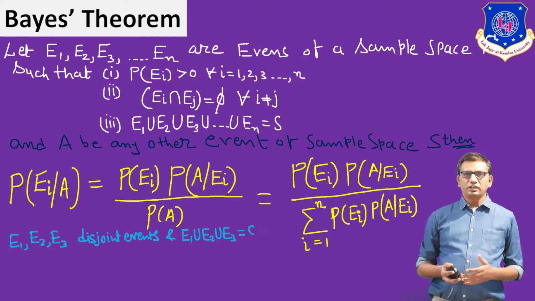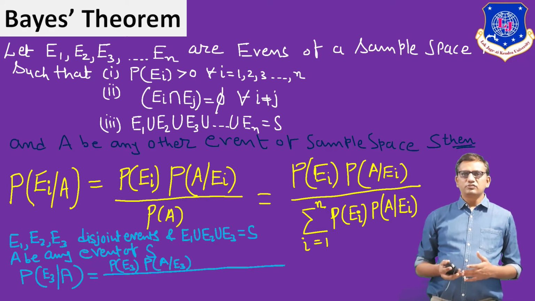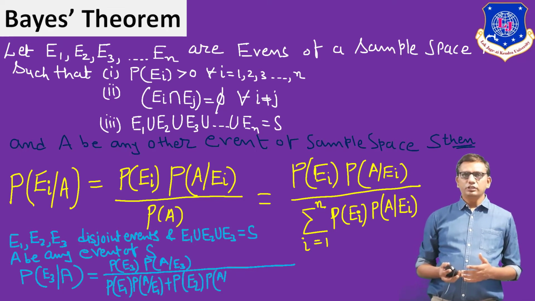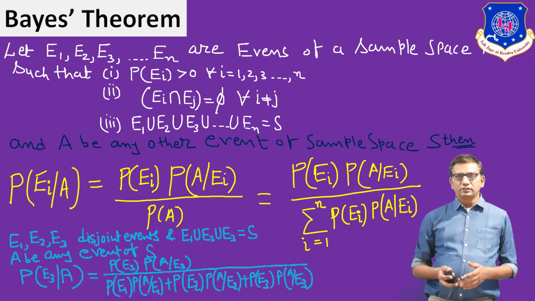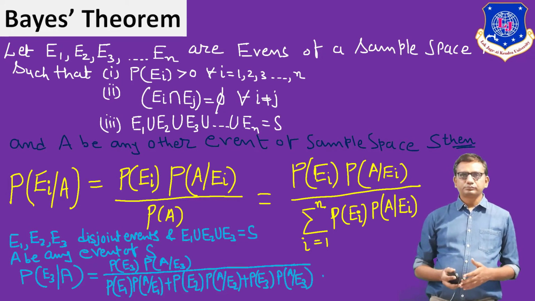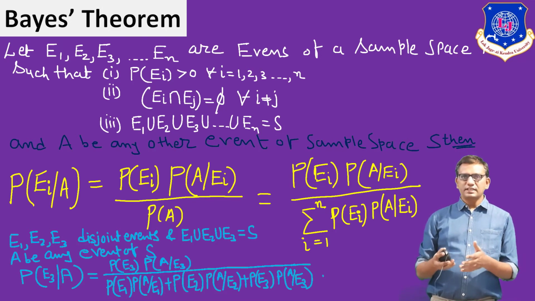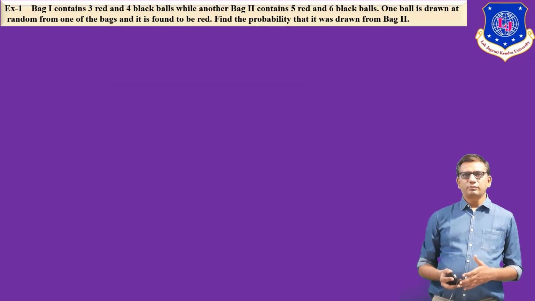These are the disjoint events, and the union of these events is actually S. So the probability of E3 given A can be calculated by this formula, and in the denominator we write the probability of A using the total probability theorem if we don't know the probability of A directly. That is the concept of Bayes theorem, and here the probability of E3 given A is our posterior probability from the partition of S. And now we will see some examples.